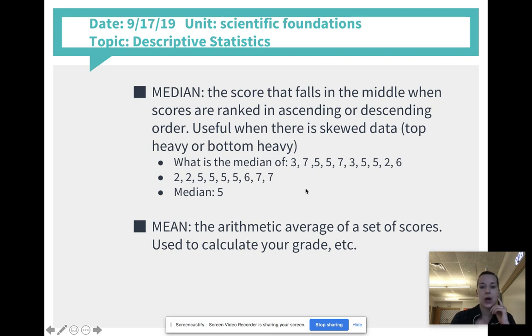Okay, so we're going to take our data set here and we're going to figure out what the mean is. So we're going to add them all together. Excuse me. And then there's 9 scores. We're going to divide by 9. And yes, I know I showed it to you already. Our mean is 4.8.